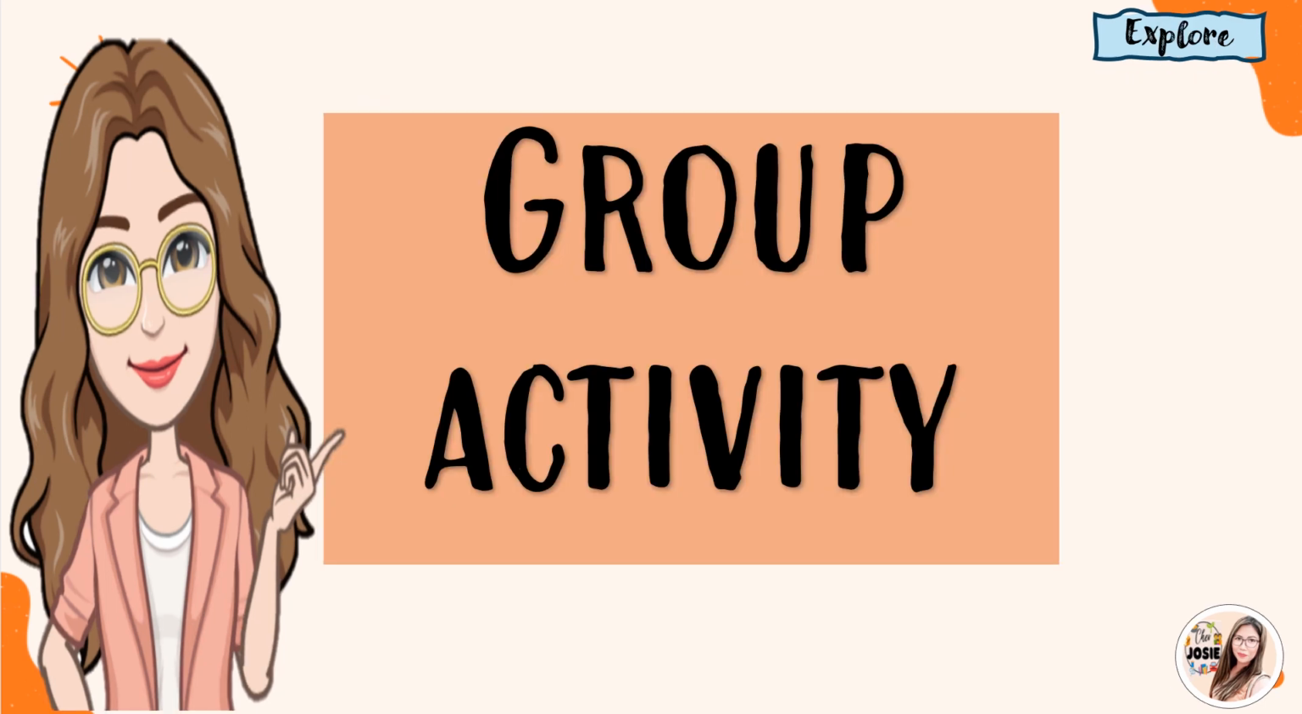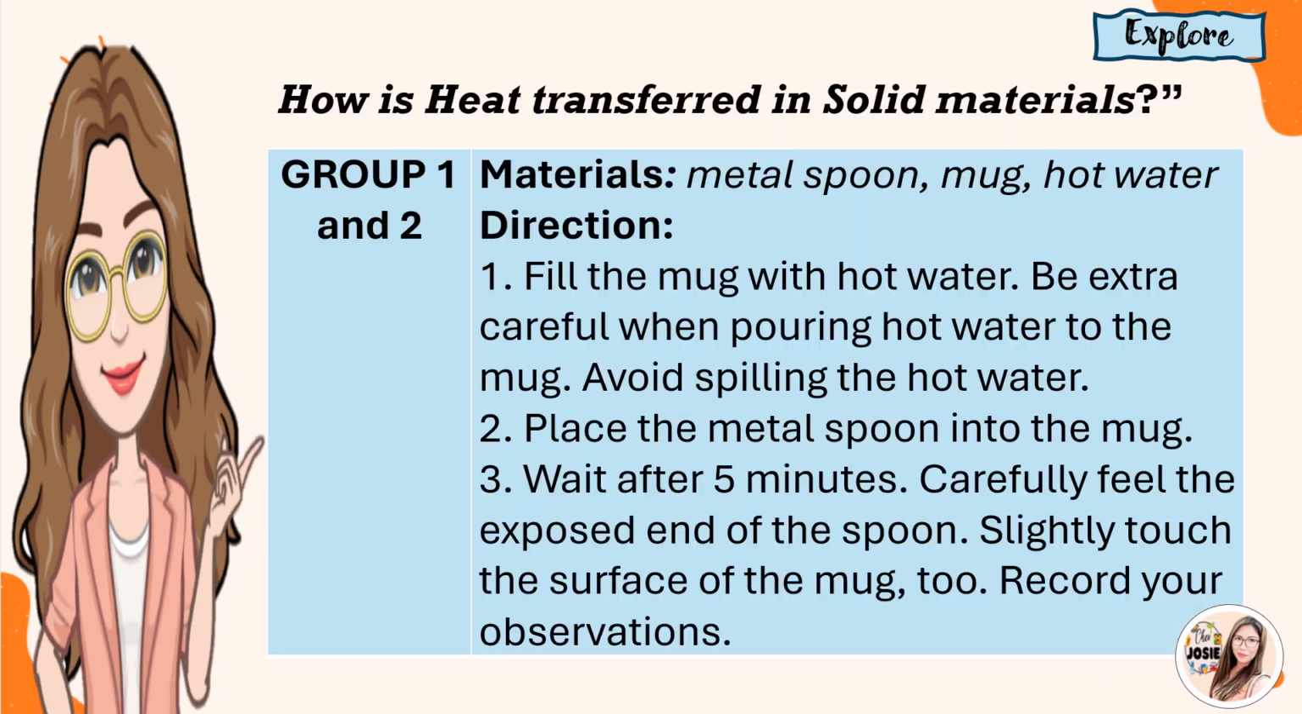To better understand our lesson, let's have a group activity. This activity is entitled, How is Heat Transferred in Solid Materials? For Group 1 and 2, you need a metal spoon, mug, and hot water. Just follow the directions written in your activity sheets.